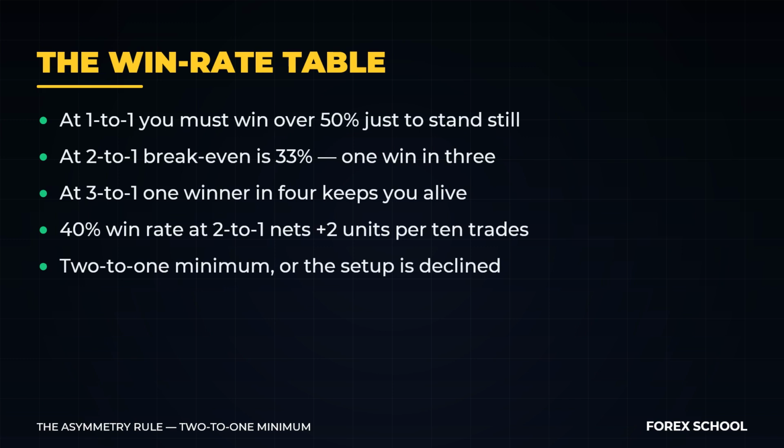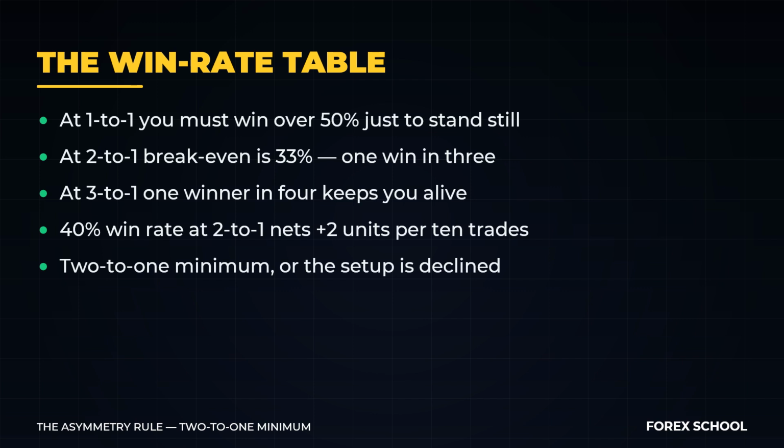If your winners are the same size as your losers, 1 to 1, you must win more than half the time just to stand still. At 2 to 1, break-even drops to 33%, 1 win in 3 keeps you level. At 3 to 1, 1 winner in 4 is enough to survive.